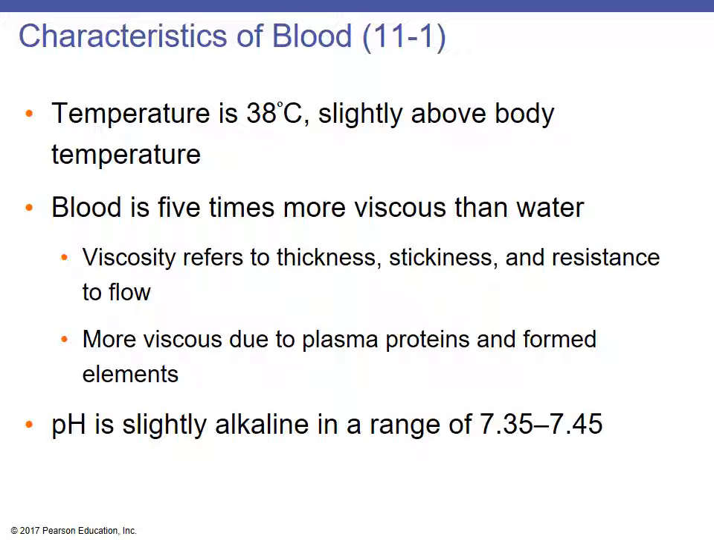Also, blood is a little bit alkaline, so slightly basic, and it sits between the range of 7.35 to 7.45.